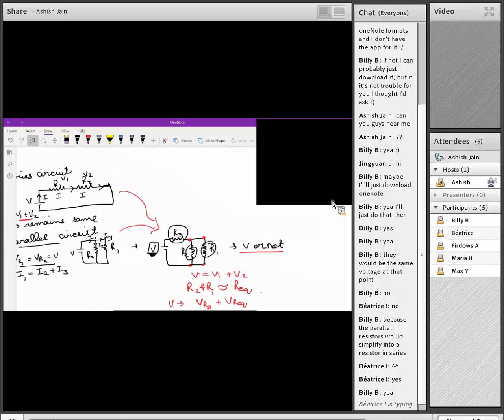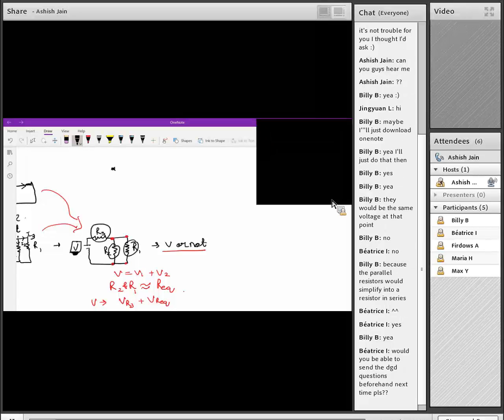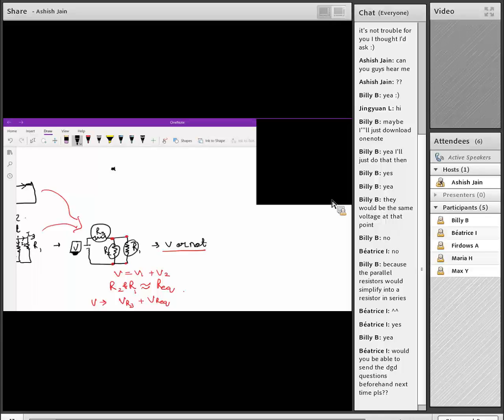And the last thing you guys require to solve any question related to current circuits and resistance is this.